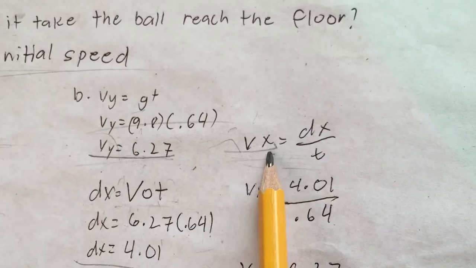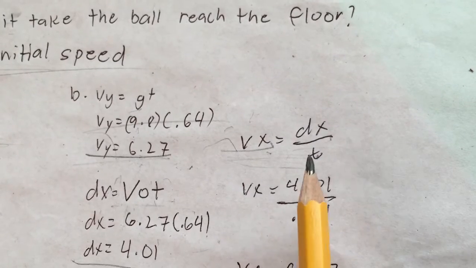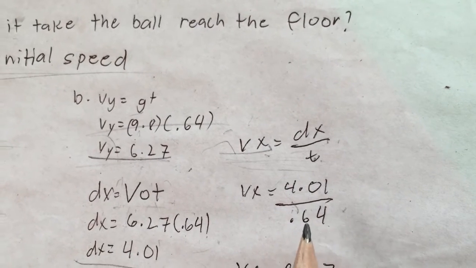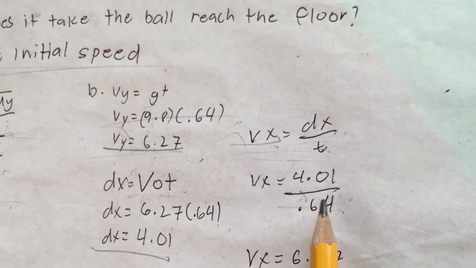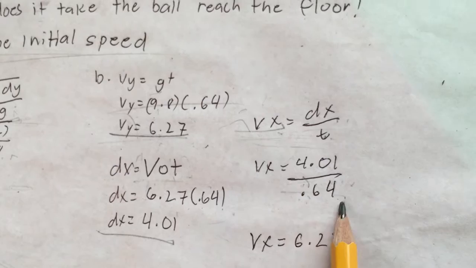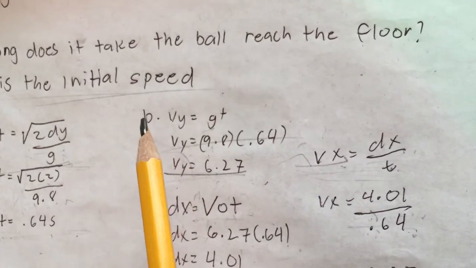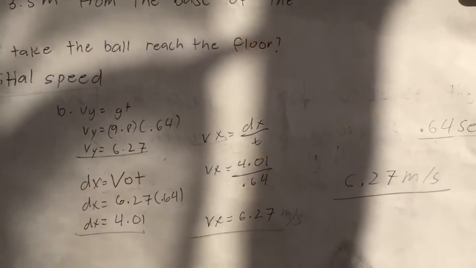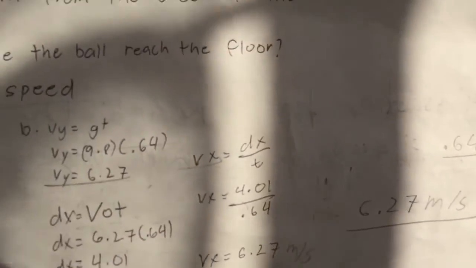Next is Vx, or the initial speed. Vx is equal to dx over time. dx over time is equal to 4.01 over 0.64. 4.01 divided by 0.64 is equal to 6.27. So the initial speed of the ball is 6.27. Now we know that the ball reached the floor in 0.64 seconds with a velocity of 6.27 meters per second.